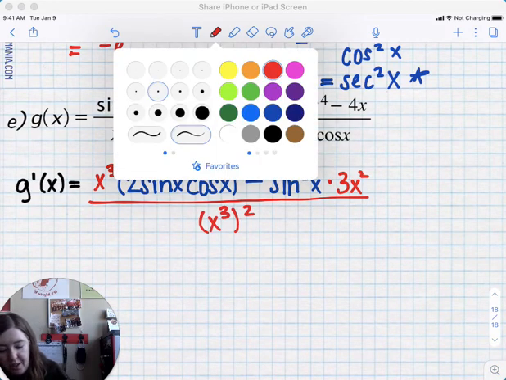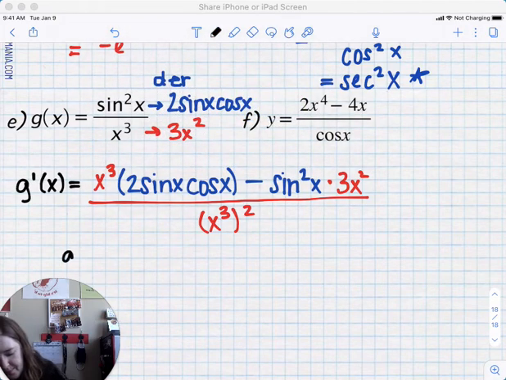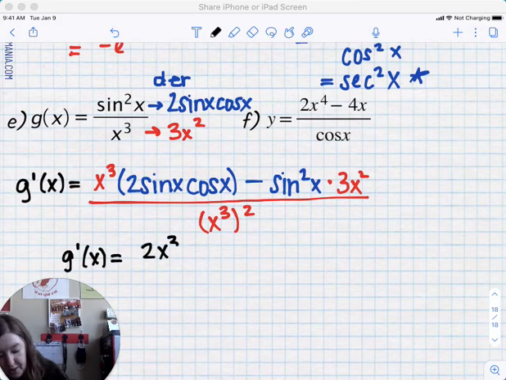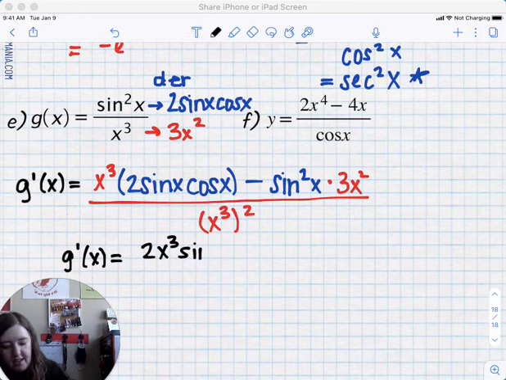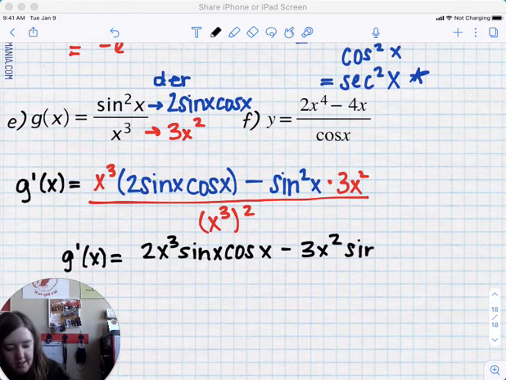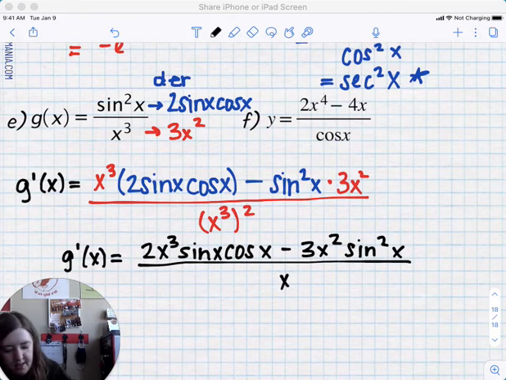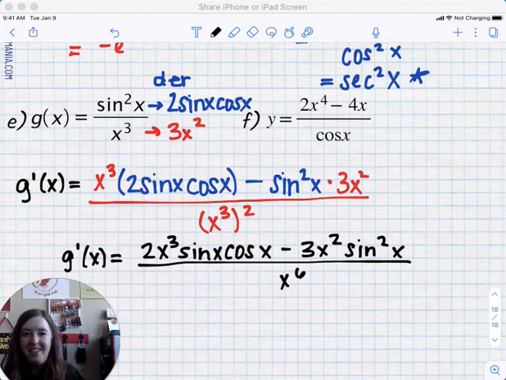Now you don't have to, but we can clean this up a little bit. End up with 2x cubed sine x cosine x, oopsies, not sine squared, my bad, minus 3x squared sine squared all over x to the 6th. All right, good deal. There's f.